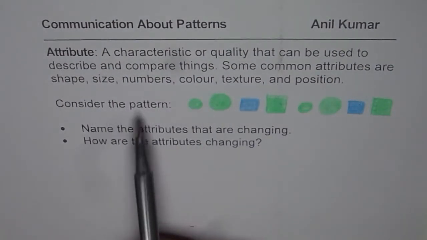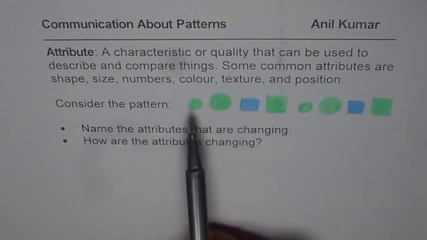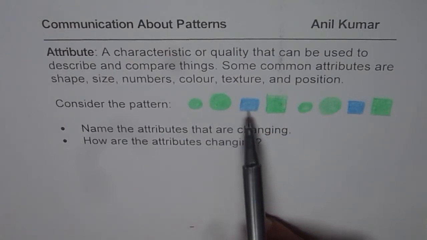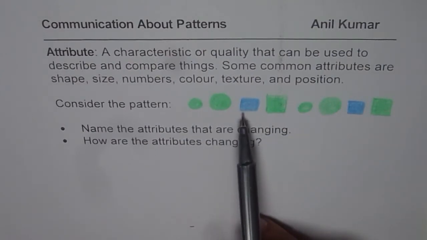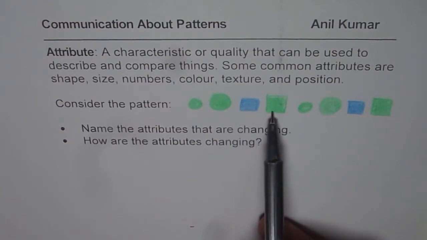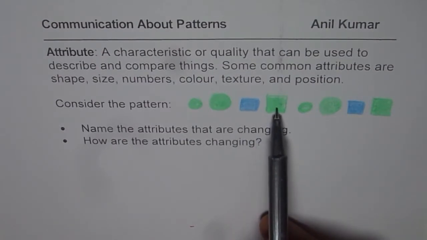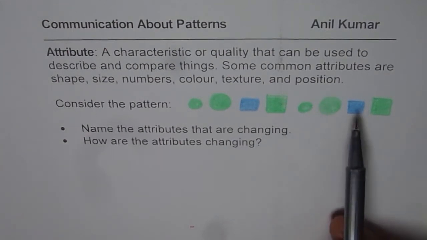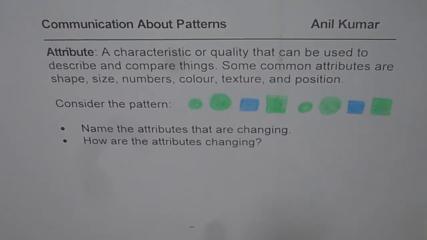Let us consider the pattern given here. This pattern, you could see we have a small green circle, big green circle, square, or you can say rectangle, which is blue in color, big rectangle or a square, green in color, small green circle, big green circle, small square, blue in color, and big green square. So that is how we have a pattern.